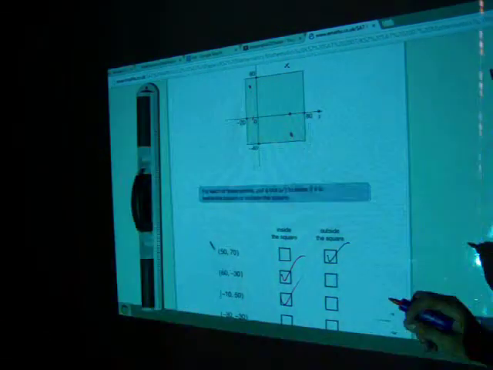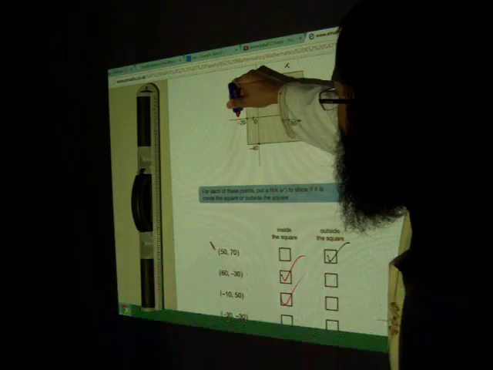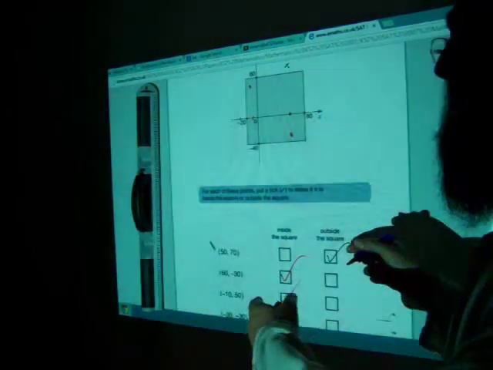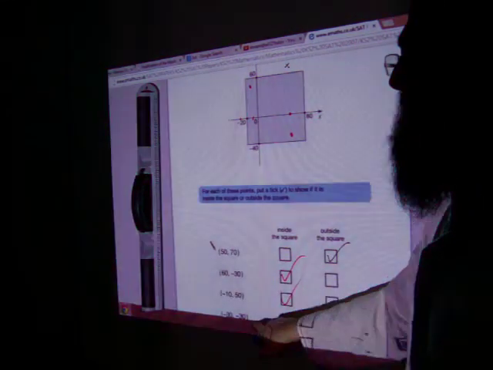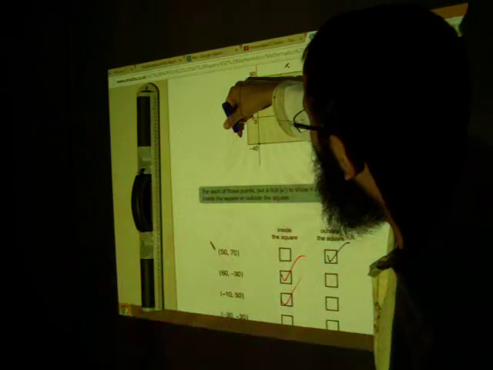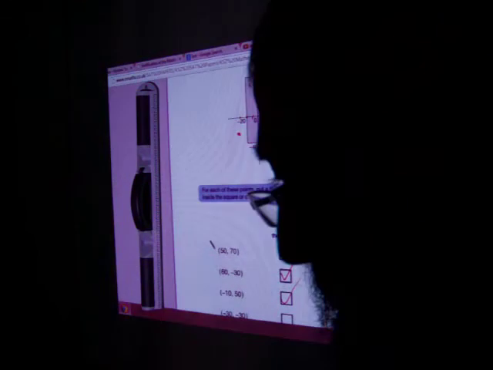Minus 30, minus 30. First one, we start from 0, go to minus 30, which is roughly here. Now, straight away, that is outside. We don't need to do the second minus 30. It's taking us outside, so that one is definitely outside.